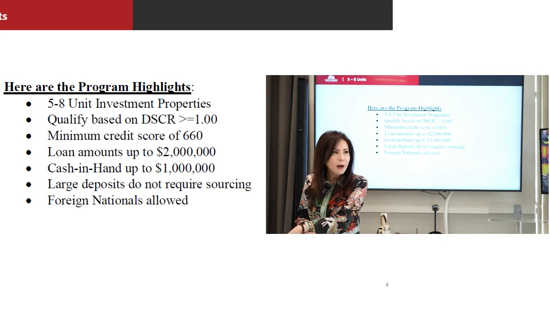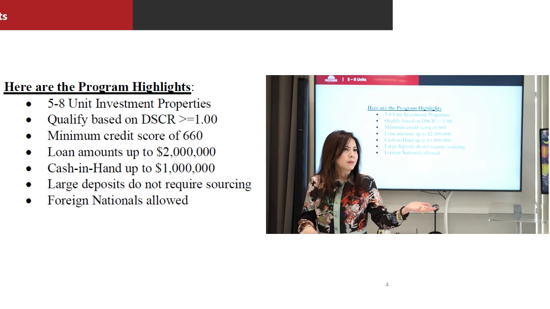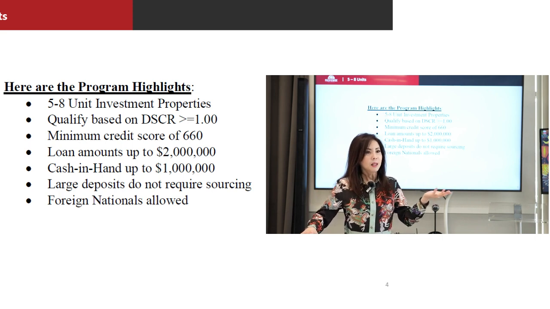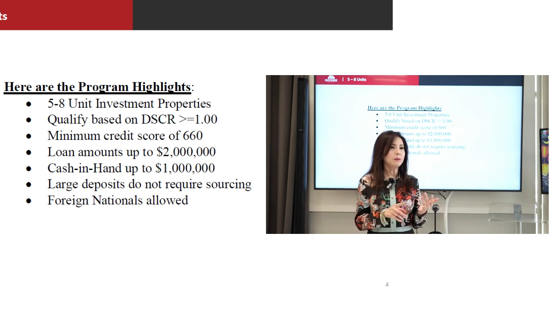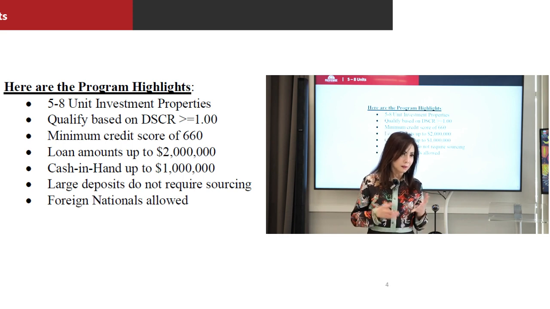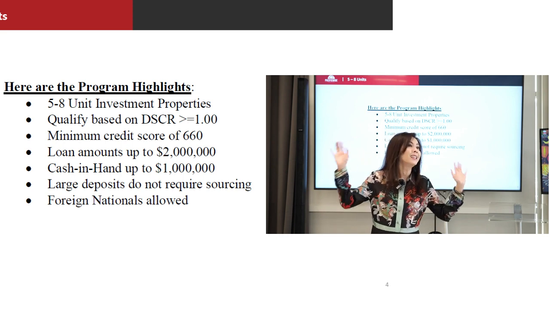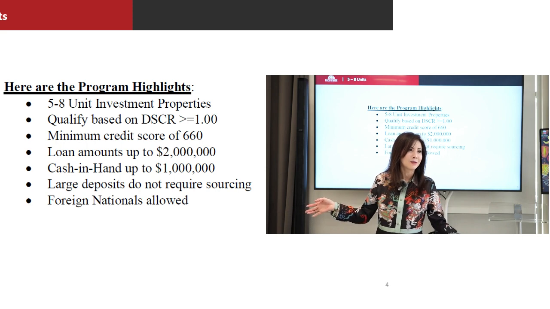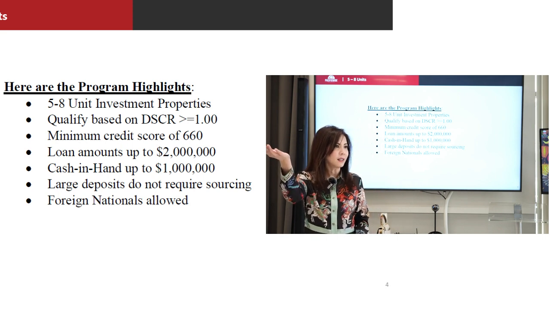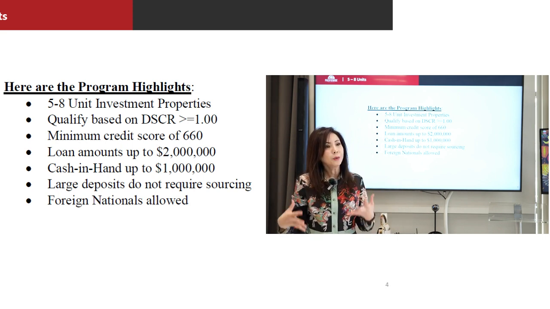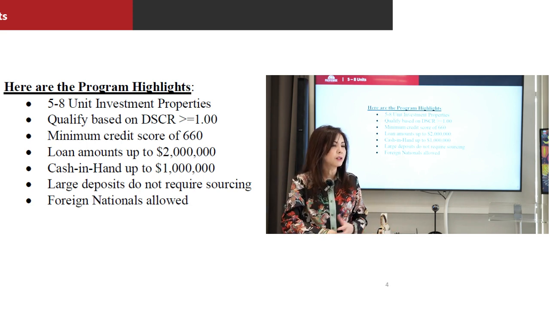Okay, foreign nationals are allowed. So if you have someone from another country who wants to invest in the 5 to 8 units, it's really easy. For a foreigner, we don't need their credit report. We don't even need them to have credit. Foreigners don't have credit, so all we care about is the DSCR, basically. For people who are U.S. citizens or live in the U.S., we look into their credit and their DSCR. For the foreigner, all we look into is DSCR.